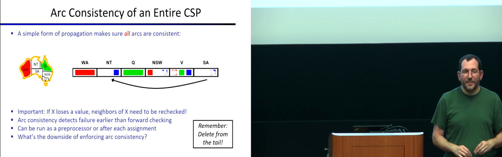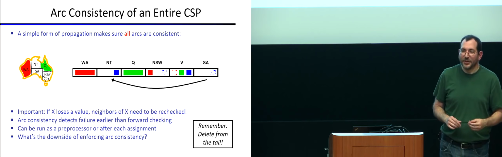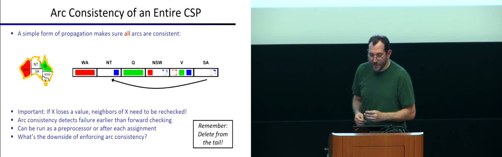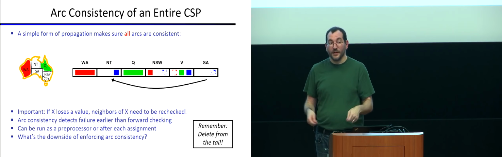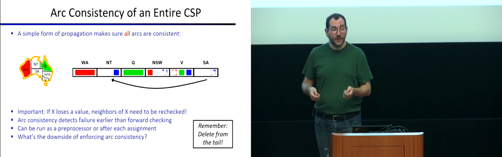Yeah, runtime could be bad. I didn't even tell you if this thing converges. Spoiler alert. It converges. But it's a lot of compute. So you won't have to do as many assignments in general, but for each assignment, you're going to have to do all of this work and bookkeeping in order to enforce arc consistency.